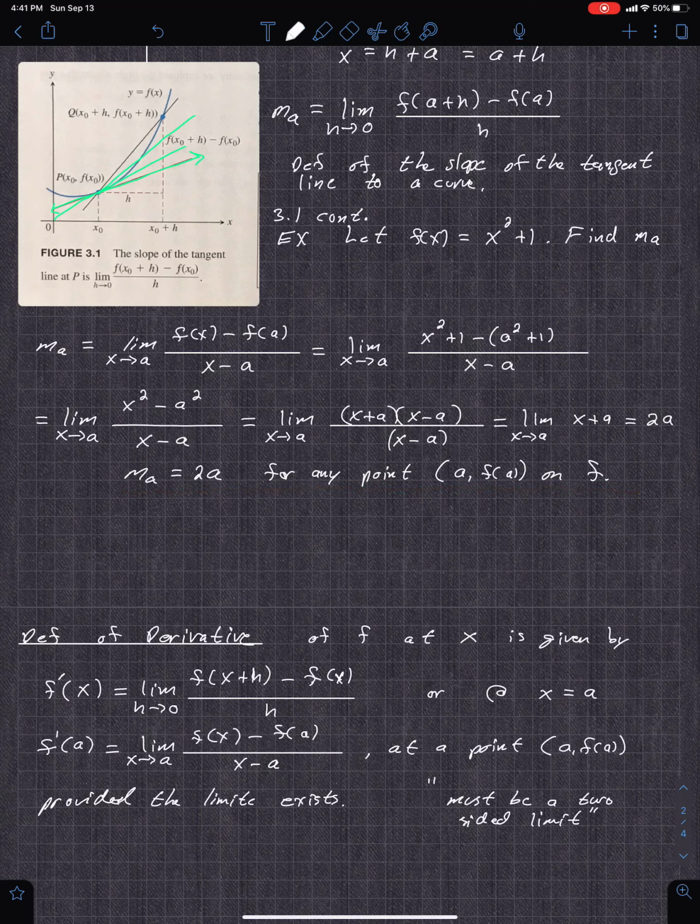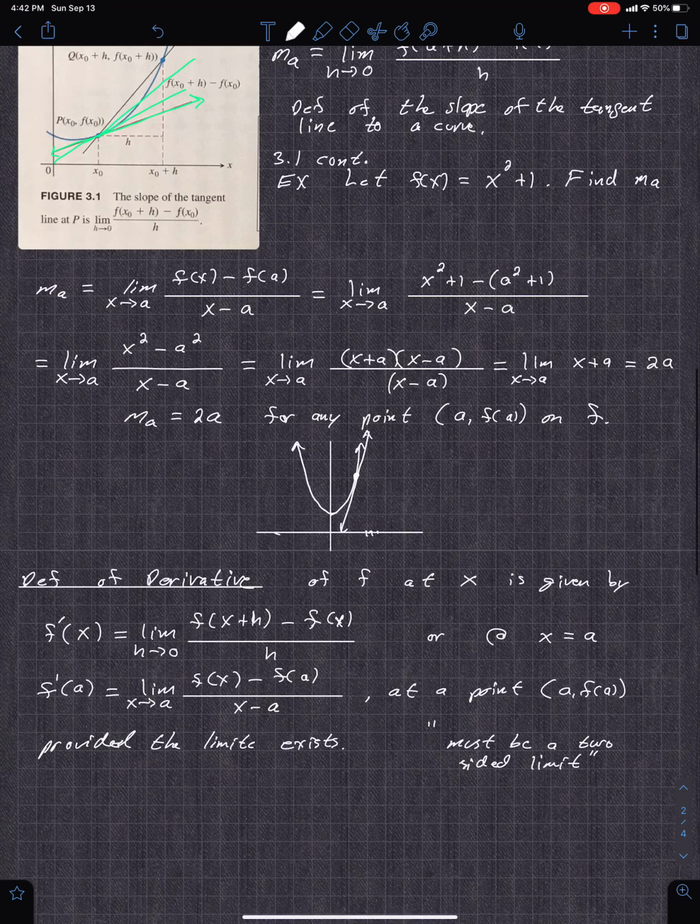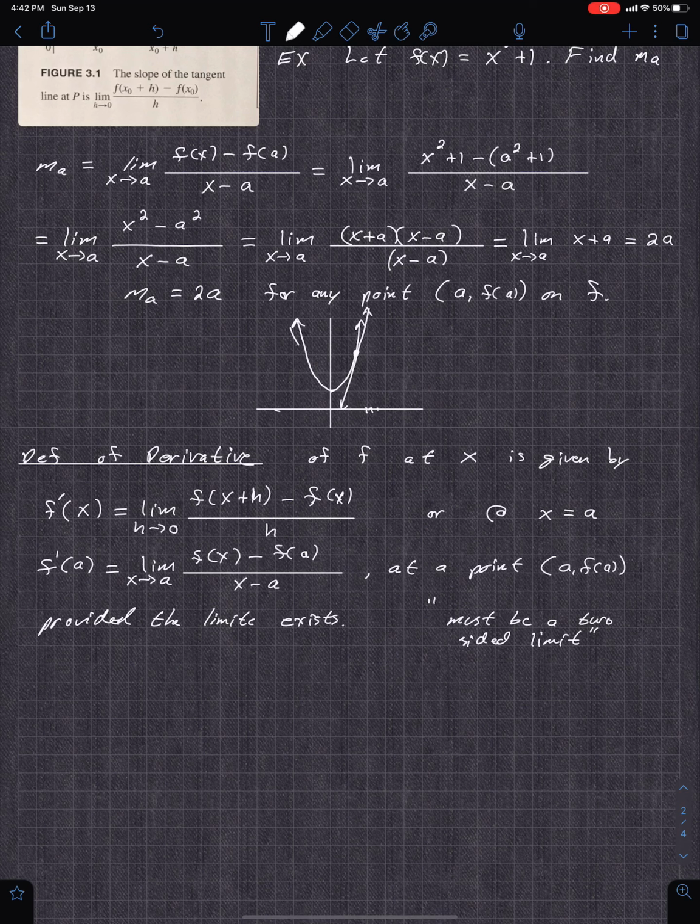I'll do a quick little graph of this. So here's your graph. Any point you take, you can see the slope gets steeper and steeper, which of course occurs for 2a. The farther you go out, the steeper the slope, the larger the value of a. If you put in a negative value, you're going this direction on a slope, and it's a negative slope.